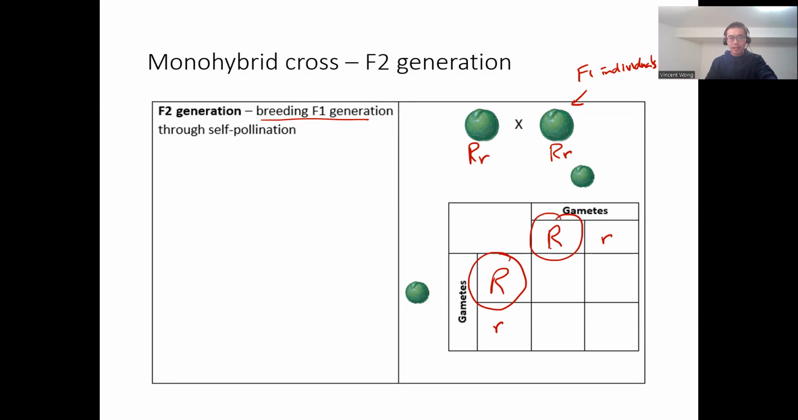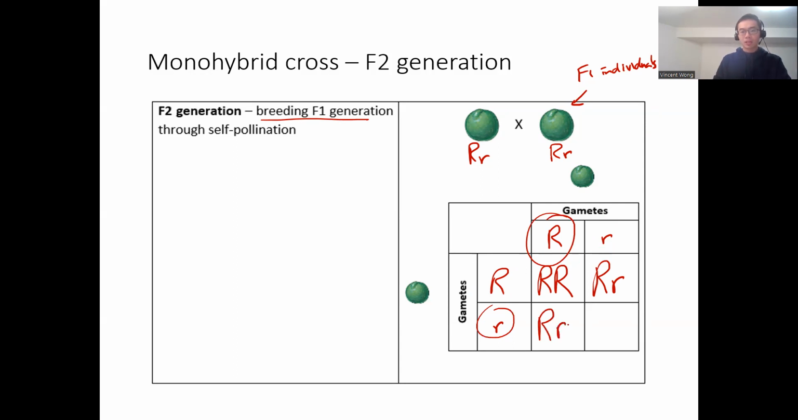If this gamete and this gamete join together, we will get big R, big R. If this one and this one come together, what are we going to get? Hopefully, in your mind, you're saying big R, small r. If this one and this one come together, also big R, small r. We put the capital letter first, always. And then finally, if this one and this one come together, we're going to get a little r and a little r.